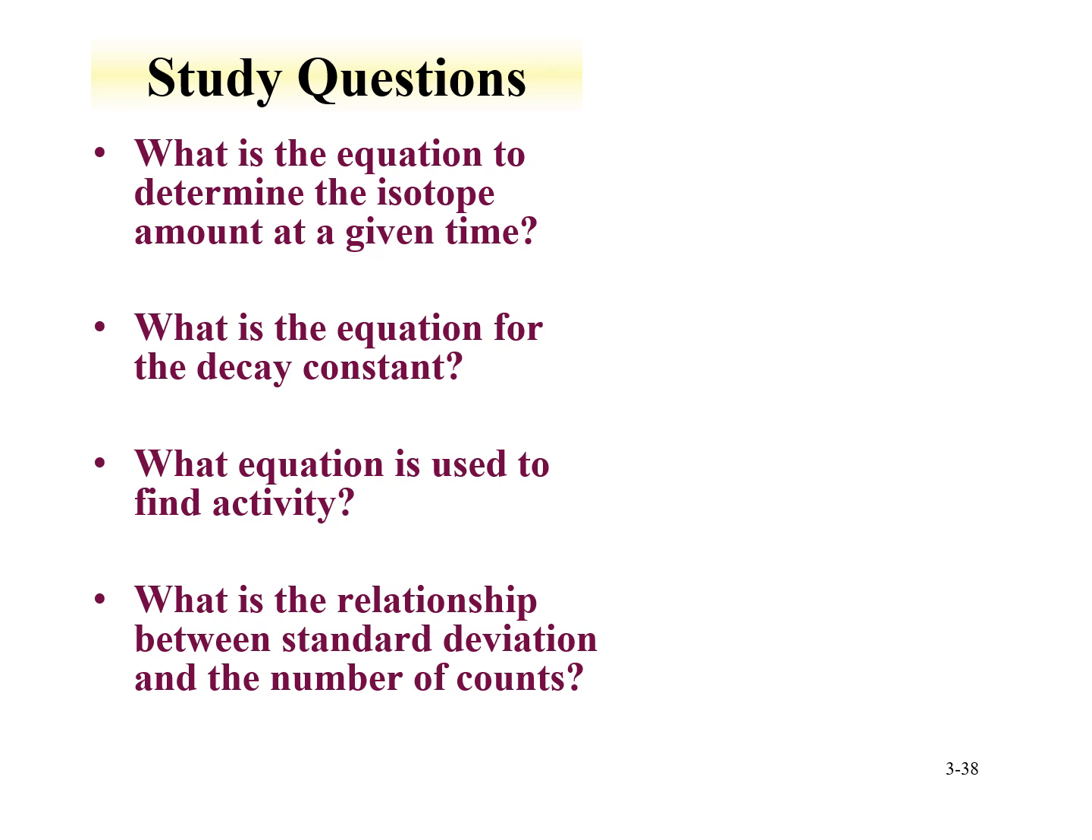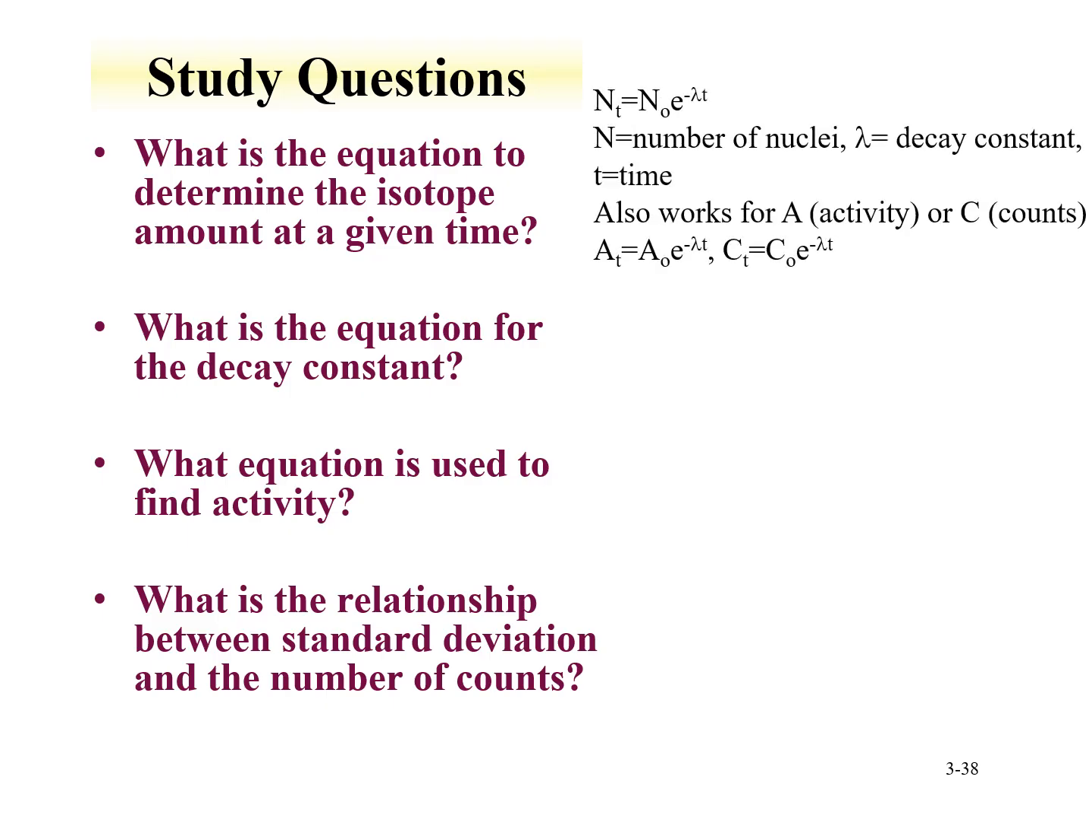So let's review some questions you should be able to answer based upon the lecture. What is the equation that is used to determine the isotope amount at a given time? That's a very fundamental equation, and the basis is shown here, where the N is the number of nuclei at either the initial or at the given time, lambda the decay constant, and then T. This also works for activity or counts or mass. It could work for concentration if the volume doesn't change.